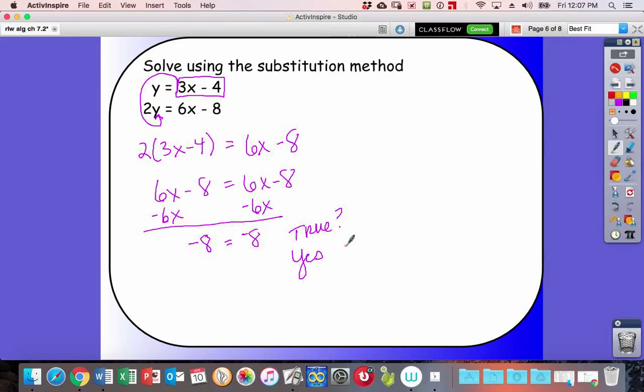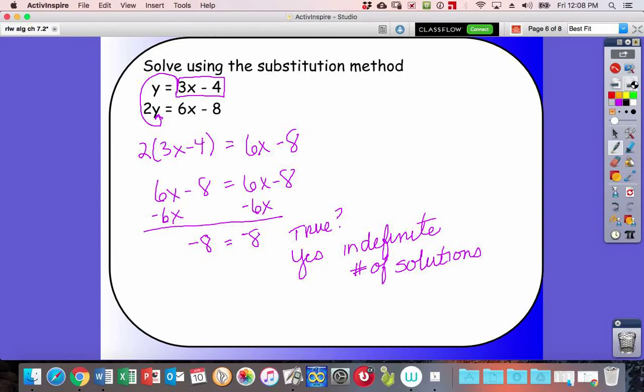Yes. That means there is an indefinite number of solutions that would be true for both lines. Do you know why? Because they're basically the same exact line. Notice this is y equals 3x minus 4. I just multiplied that equation by 2. This is the exact same line. If you went to graph these, you would end up graphing the exact same line. They'd be right on top of each other. And that means anything you picked for x and y would be true.